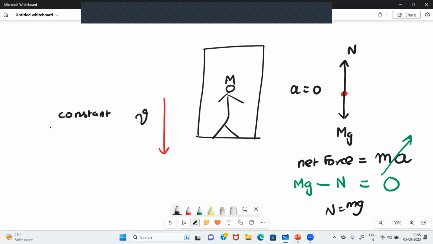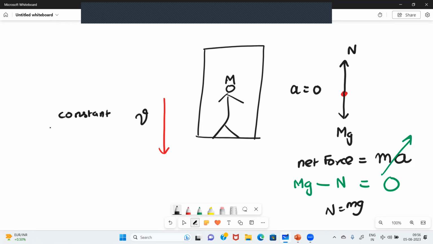Now, when a man is in the lift and he is coming down, the lift is accelerating with an acceleration A, then what is his normal reaction? M into G minus A. So he feels apparent loss of weight when it is coming down with an acceleration A. When the lift is going up with an acceleration A, the man is going to experience apparent gain in weight, because his normal reaction or tension is M into G plus A.